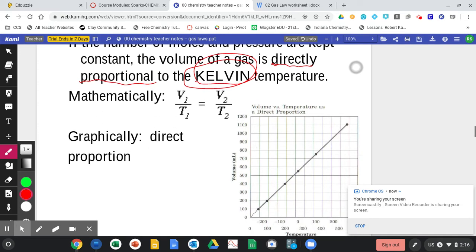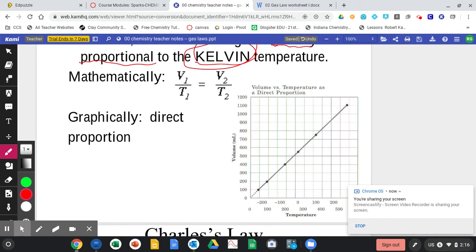When you graph a direct proportion, it does graph linearly. And so this is basically how you get the slope of a line. And that's how come that is the formula, V1 all over T1 equals V2 all over T2. Along the x-axis, we have temperature. Along the y-axis, we have volume.